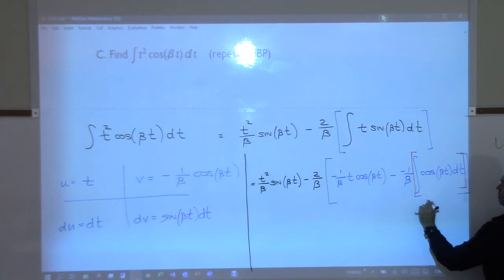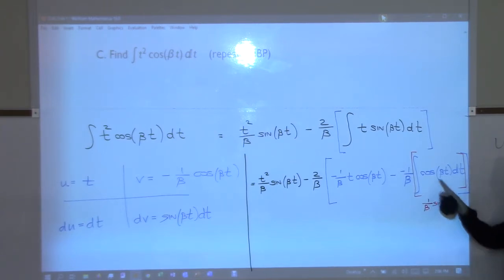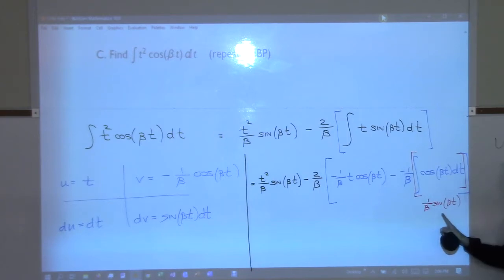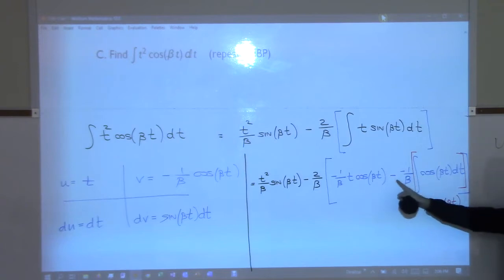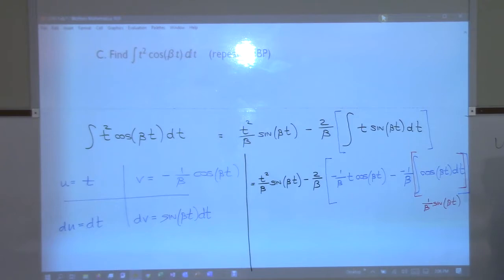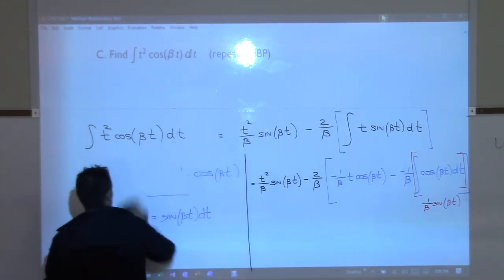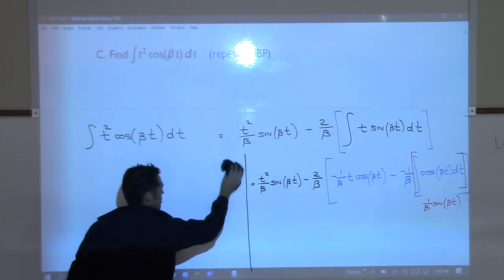Negative 1 over beta sine beta t, right? So the antiderivative of cosine is just positive sine. So this part is what we're going to get from this, right? Now we still have this to worry about and all that and brackets and everything else, but I'm going to do that on the next line. I just wanted to get ahead of ourselves and be like, okay, this we can do, right? So final answer time. Well, maybe not. I might have to clean it up a little bit, but let's see how this goes.